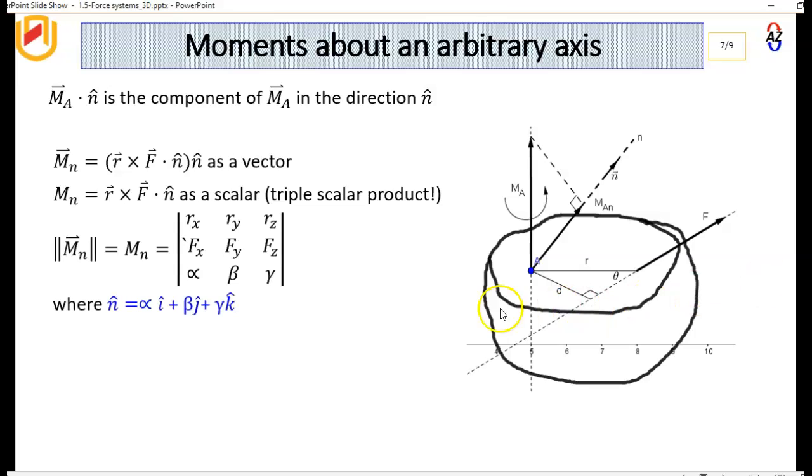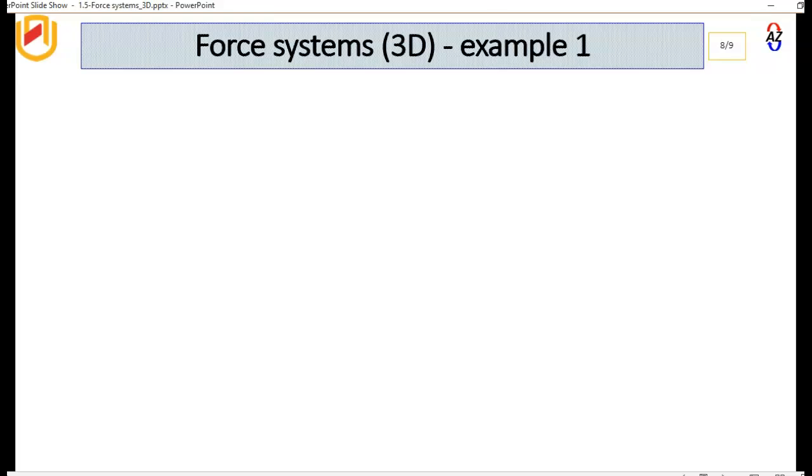Okay, and then how to represent it? We have Rx i plus Ry j plus Rz k. That's the first term in the determinant. And then similarly for Fx, Fy, and Fz. And then the unit vector in the direction of N is given as alpha i plus beta j plus gamma k. So we do this cross product here, and this gives us the moment about this arbitrary axis, which is N. Let's take an example.